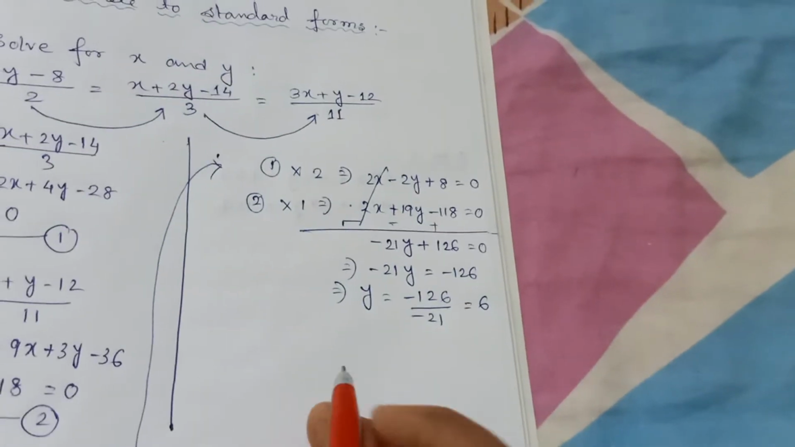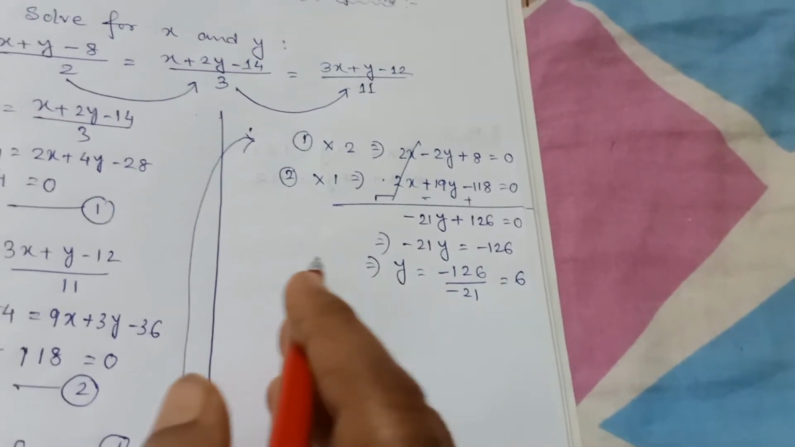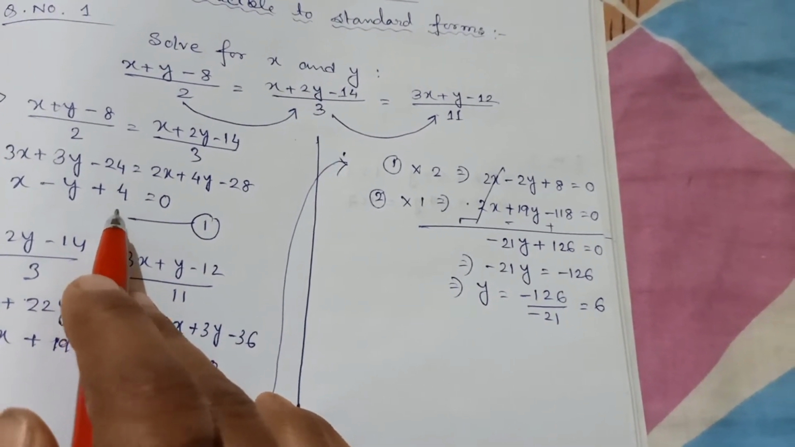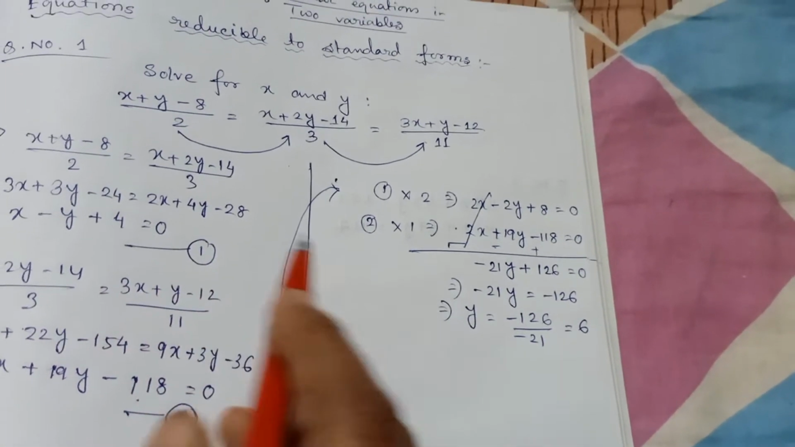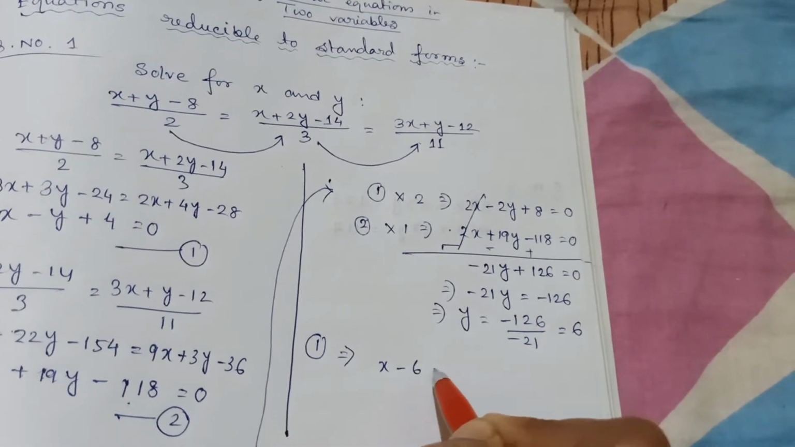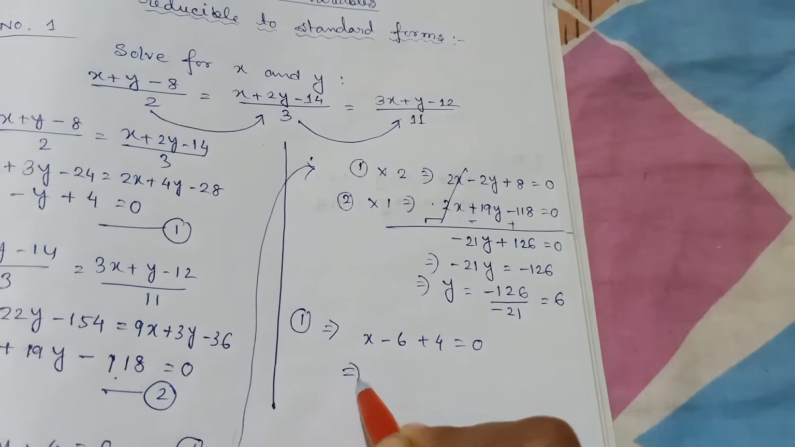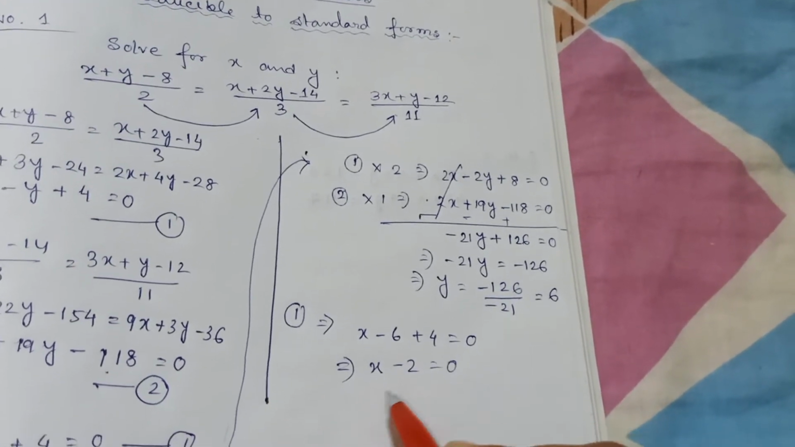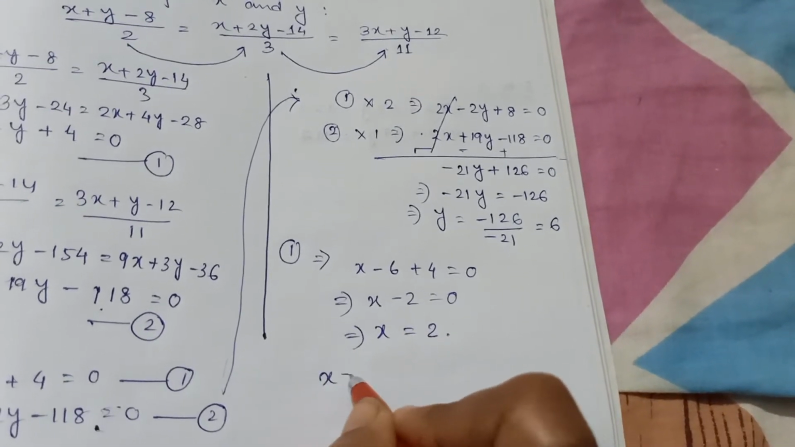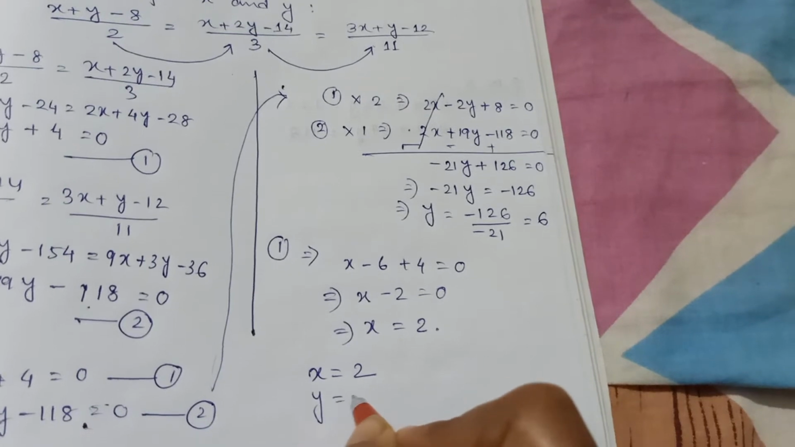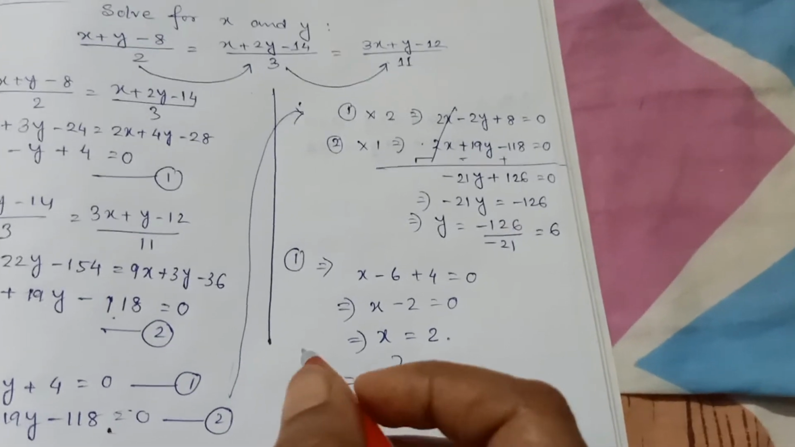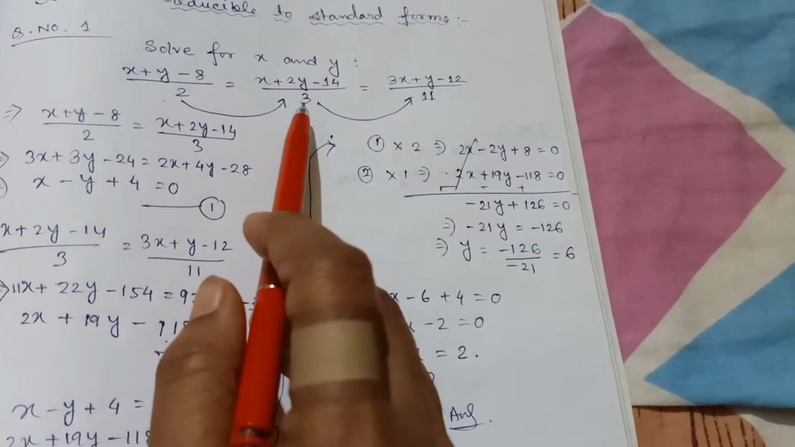equals 0. So we have got y's value, that means we can put it in any one of the equations, either 1 or 2, but 1 looks a little easier than 2, so we will put y's value in 1. So from 1 we get x minus 6 plus 4 equals 0. Then x minus 2 equals 0, that means x equals 2. So we have our answers, x equals 2 and y equals 6, and these are the final answers.